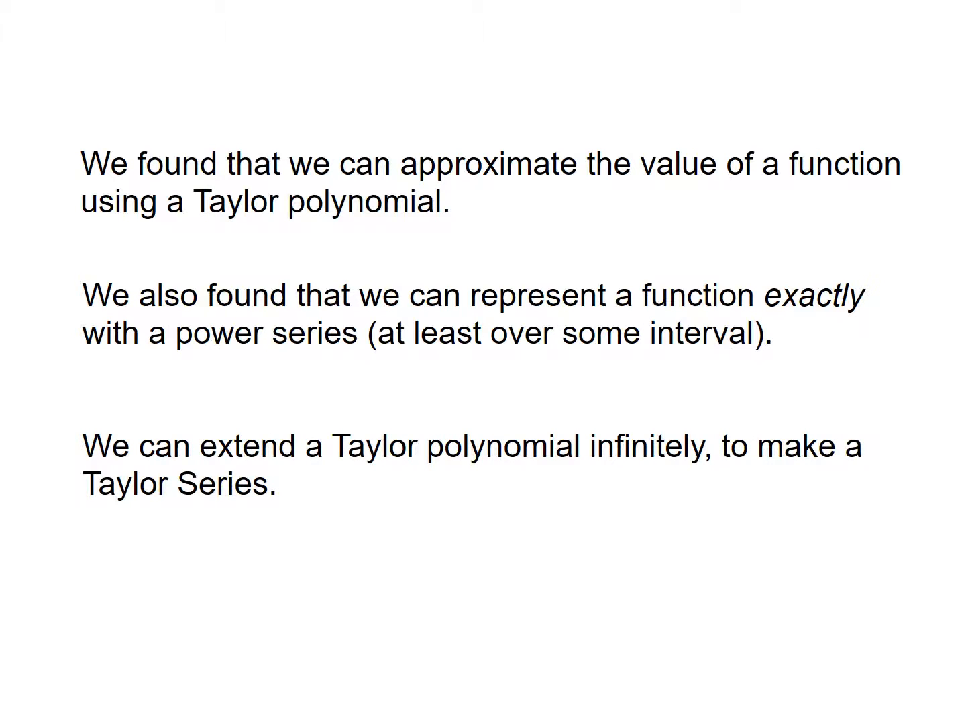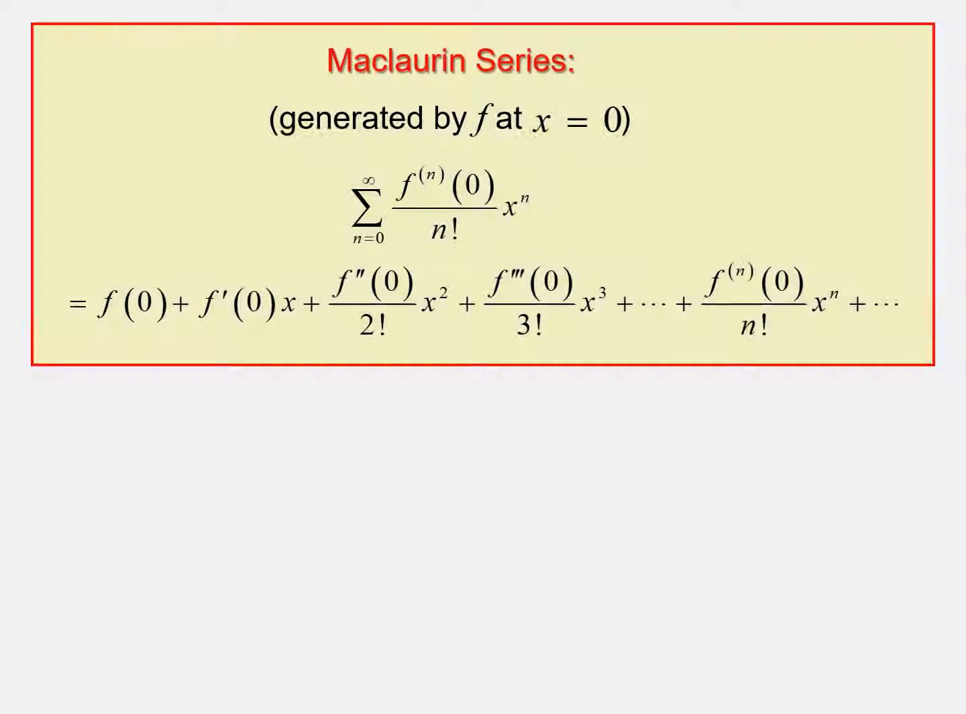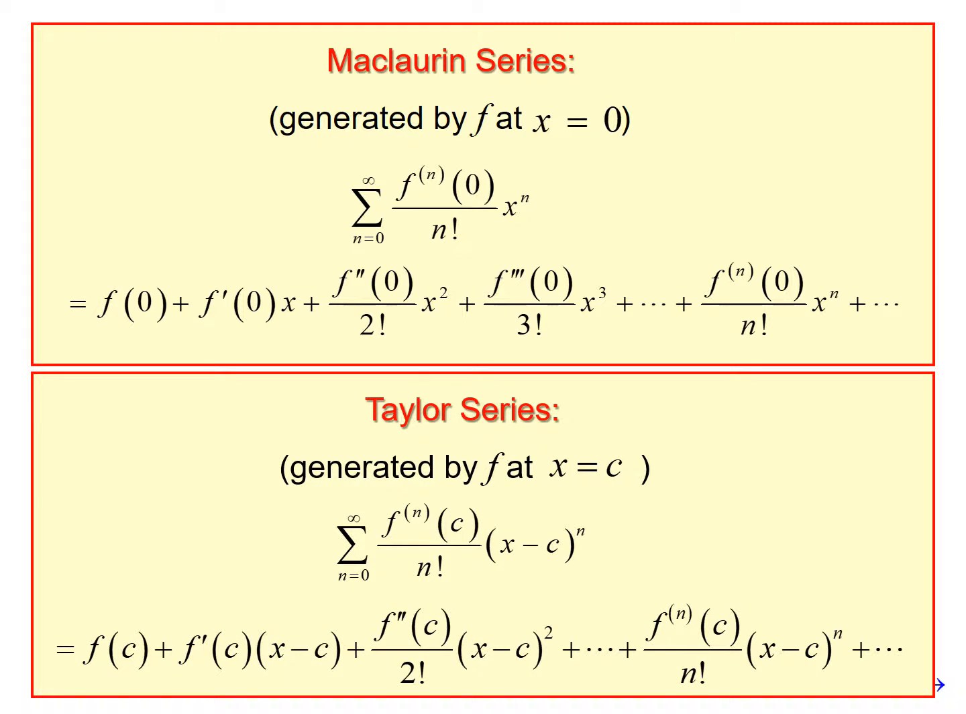And so if we put these two ideas together, we can find a Taylor polynomial, which will represent a function exactly over some interval, and we call that a Taylor series. And using the idea of a Taylor series, we can find a power series for any function that we want. Okay, so here's our definition of a Maclaurin series, which is just a Maclaurin polynomial that keeps on going. So it's that same formula that we've already seen, we just extend it past the nth term. And Taylor series, same sort of thing, just keeps on going.